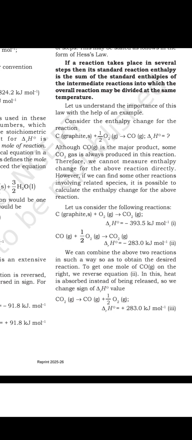Let us consider the following reaction: carbon plus oxygen gives carbon dioxide. We can combine the above two reactions in such a way as to obtain the desired reaction, to get 1 mole of carbon monoxide on the right. When we reverse the equation, heat is absorbed instead of being released, so we change the sign.